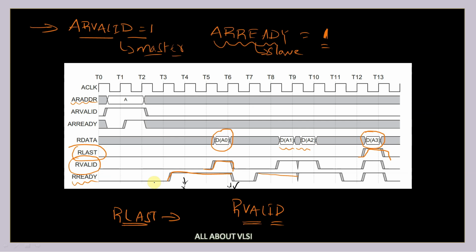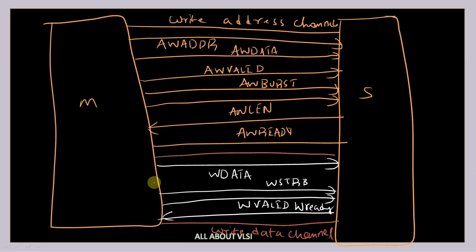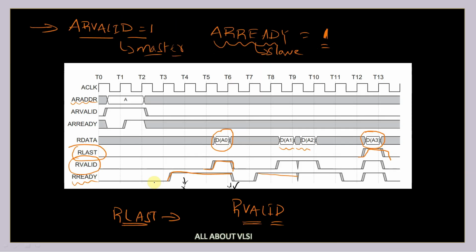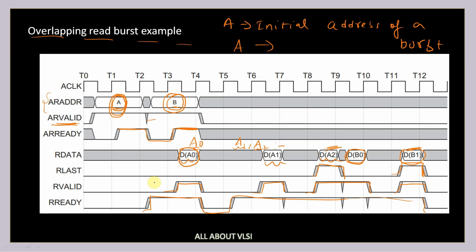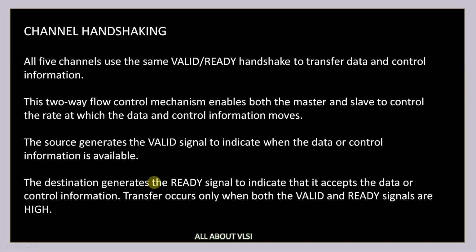Okay, so in this particular session our main focus is how your master and slave are going to communicate with each other using these signals, and in our next session we are going to focus on how these valid and ready signals contribute to deciding when the transaction is going to complete. That is what we are going to learn in our next session. Okay, so that's about this particular session.